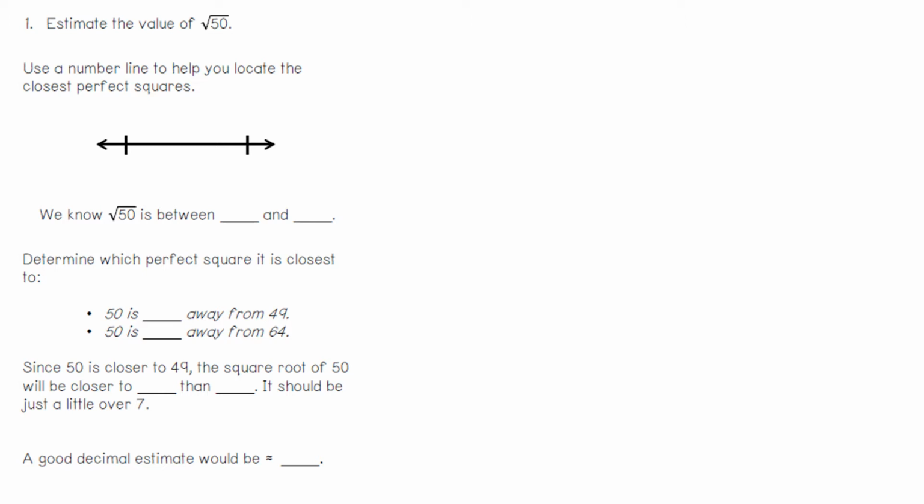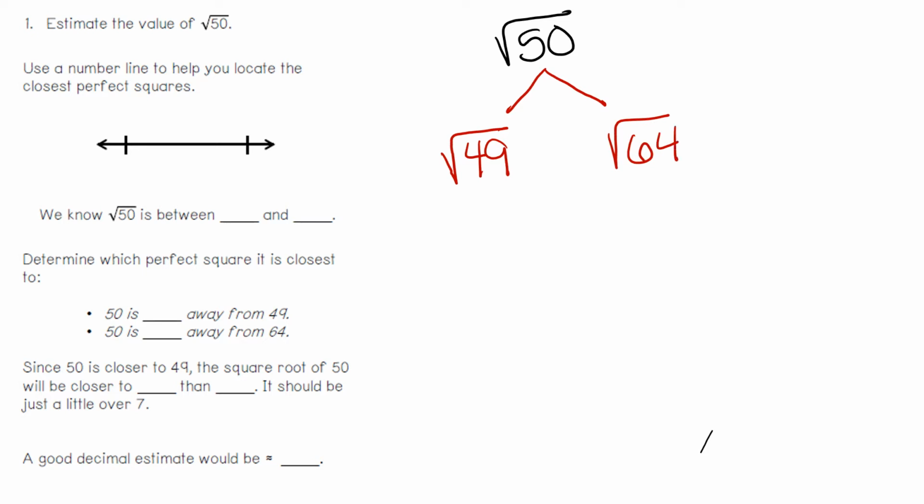So for number 1, we are going to estimate the value of the square root of 50. Now, the square root of 50 is not on our list. However, we could break it down and say that the square root of 50 is between the square root of 49 and the square root of 64. 50 is in between those two numbers. We know that the square root of 49 is 7, 7 times 7. We know that the square root of 64 is 8, 8 times 8.